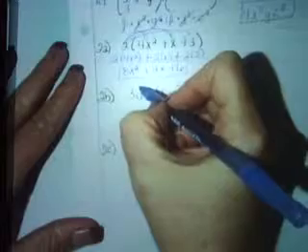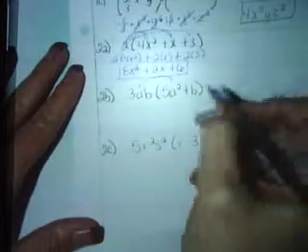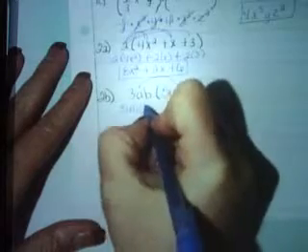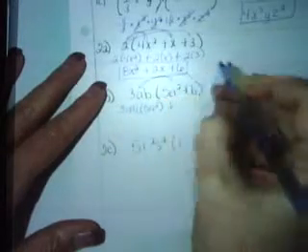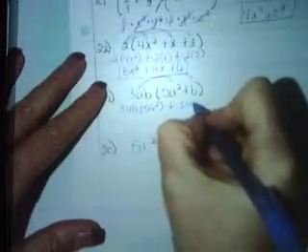Now, distribute here. I have 3ab times 5a squared. You can write that down if you want to. 3ab times 5a squared. Bring down my plus. 3ab times b.